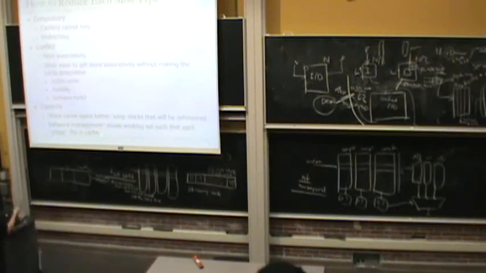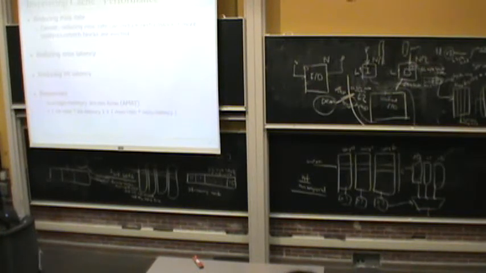Okay, and you can do even more management in software that would get you much better hit rates, right? So for example, you can divide your working set such that each phase fits in the cache. When you're doing a matrix multiply, you can do the multiplication in the parts of the matrix that are in the cache at that point. And we'll get back to that also. Okay.